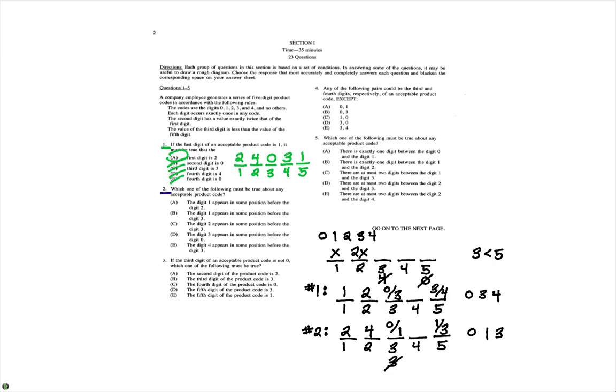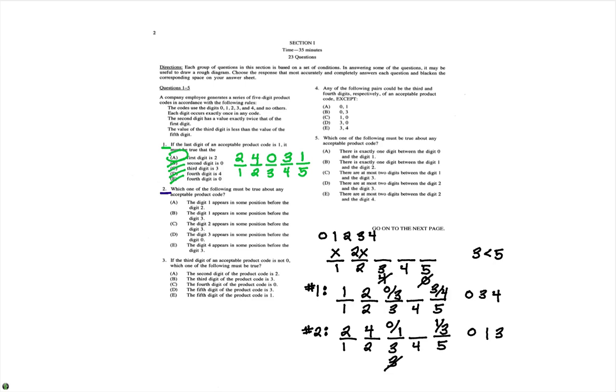Question number 2. Which of the following must be true about any acceptable product code? Alright, well again, must be true, so if it must be true, it's always the case. So the nicest way to deal with these must be true questions is to quickly scan for counter examples that you've already created that can help you eliminate incorrect answer choices.